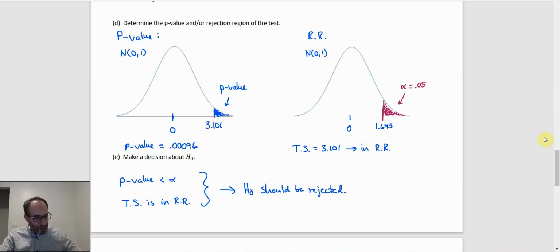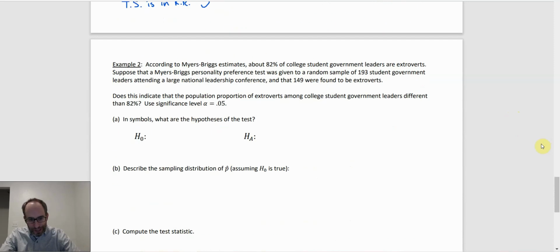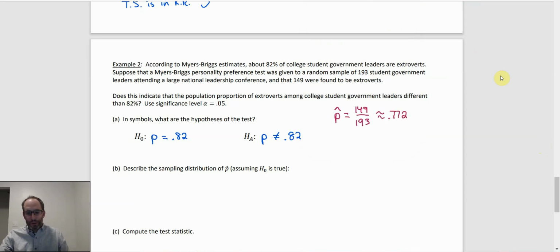All right, then the other one, if we do the other one the long way, the other one being the one about the Myers-Briggs test. So we had a null that p was equal to 0.82 versus an alternative that p is not equal to 0.82. And then since I need to write it in somewhere, let's see, change color. I think I did it in maroon last time. P hat is going to be 149 over 193, which is roughly 0.772. So we're going to need that.